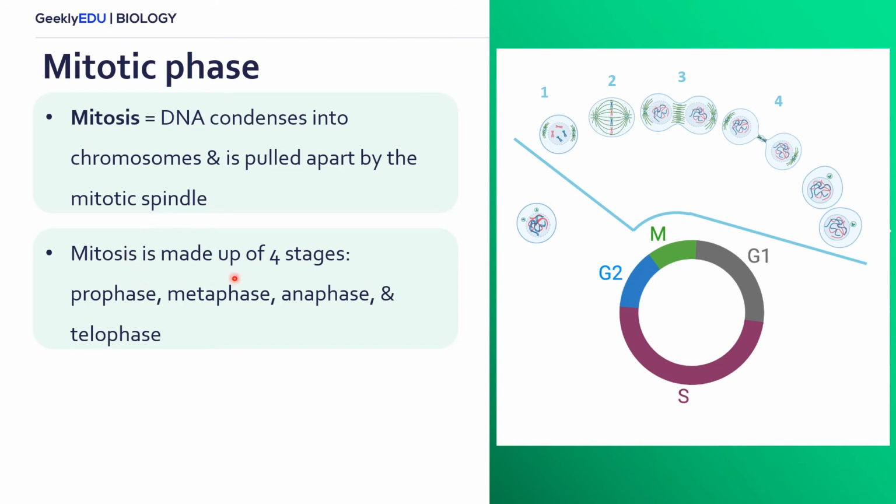And then mitosis is actually made up of four separate stages itself. So here we have prophase, then metaphase, then thirdly we have anaphase, and then telophase. So you can find more about this in the video on mitosis.